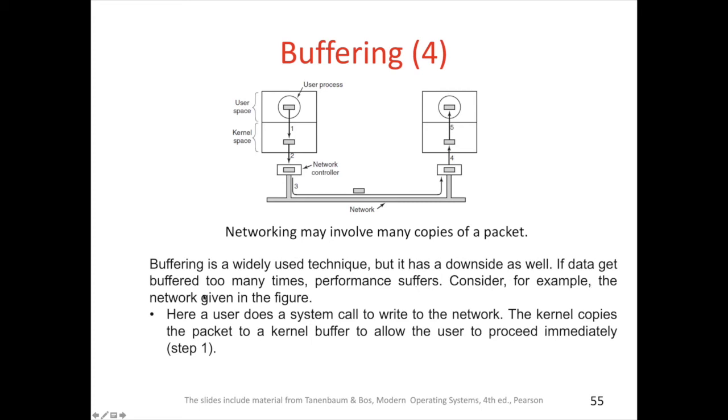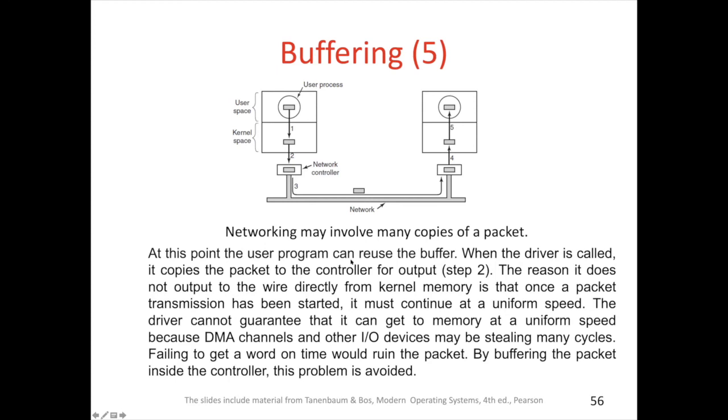Consider, for example, the network given in the figure. Here, a user does a system call to write to the network. The kernel copies the packet to a kernel buffer to allow the user to process immediately. It is shown in step 1 here. At this point, the user program can reuse the buffer. When the driver is called, it copies the packet to the controller for output. It is shown here in step 2.